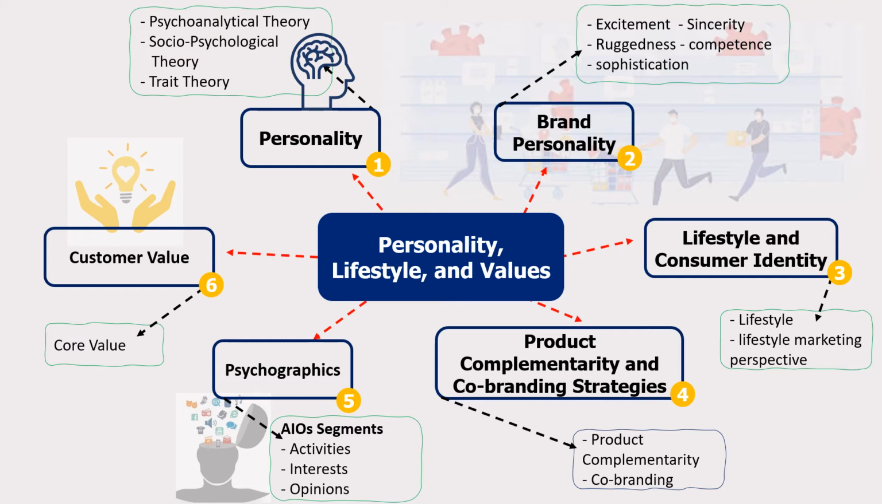There are five main types of brand personalities. They are excitement, sincerity, ruggedness, competence, and sophistication. Let's talk about all of them one by one. Excitement reflects traits such as carefree, spirited, and youthful. A technology company that targets younger generations might use these traits.